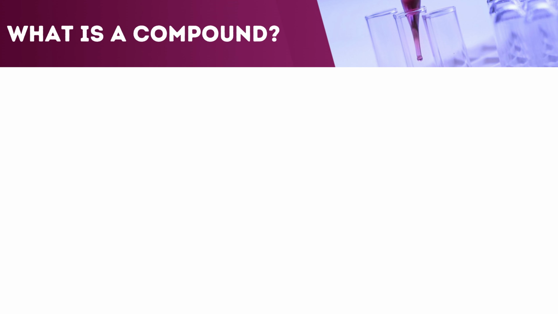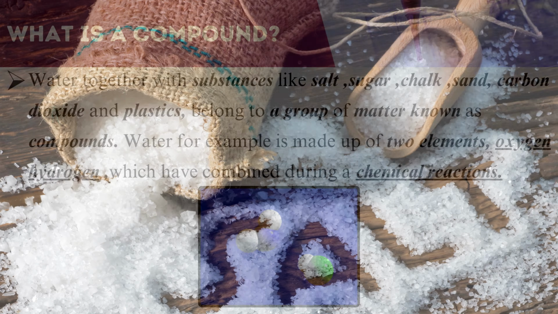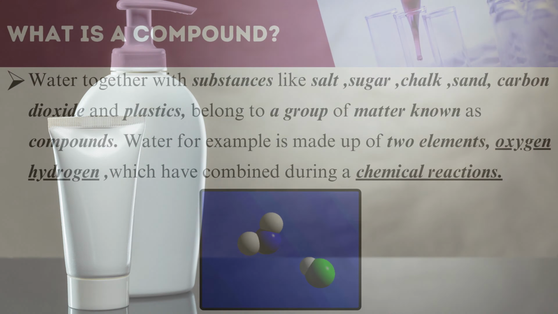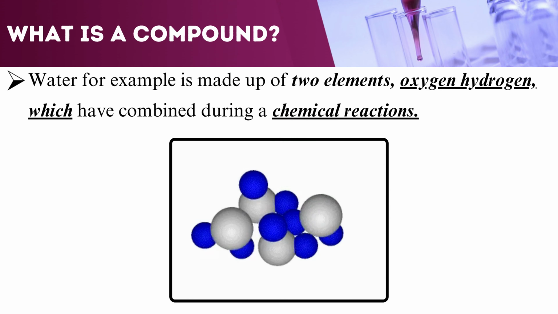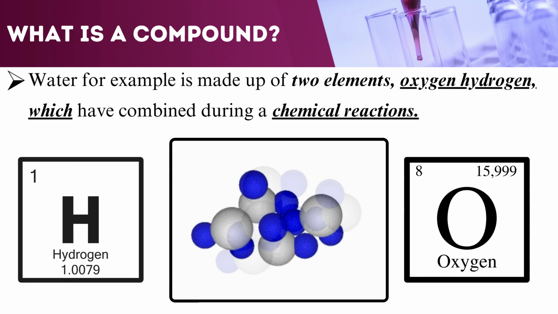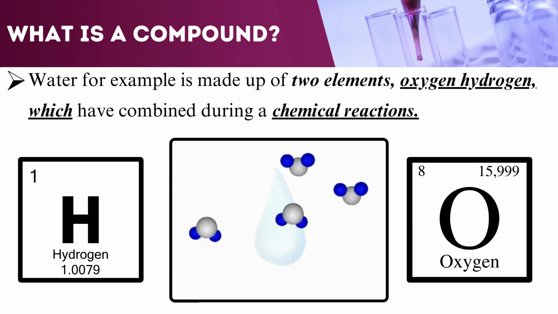Now, what is a compound? Water, together with substances like salt, sugar, chalk, sand, carbon dioxide, and plastic, belong to a group of matter known as compounds. Water, for example, is made up of two elements, oxygen and hydrogen, which have combined during a chemical reaction. How to write a word equation?